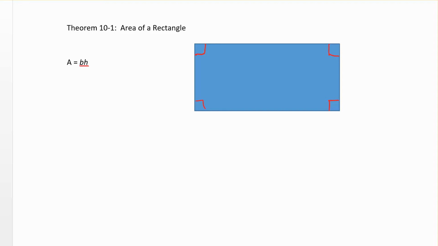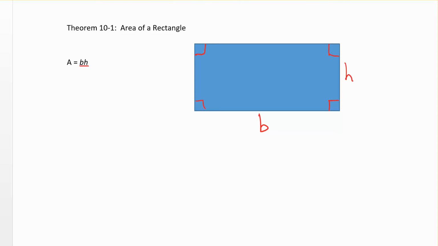So we have a figure drawn in blue, and it's a rectangle, and I've marked the right angles. What we're going to do is label the base and the height. In a rectangle, one of the sides is the base, the other side is the height, and they are interchangeable. We could have this side over here be the base and this one be the height. But basically, for the area of a rectangle, we're just going to take one of the sides times the other side. Simple as that. Area equals base times height.